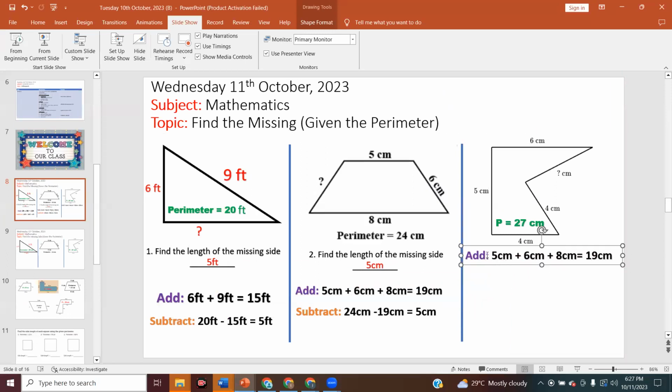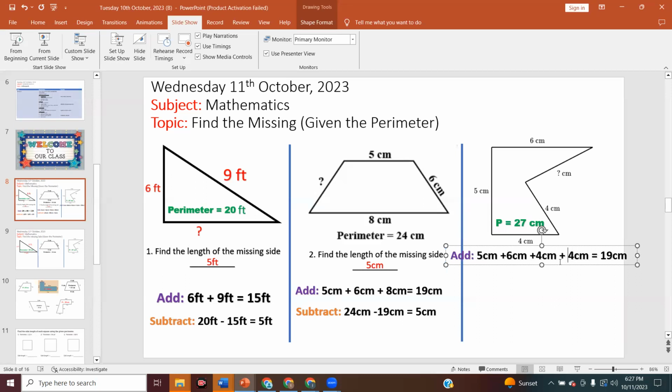So let's go and do that. The first thing we're going to do is add. So we have 5 centimeters. We add this side, and we have 6 centimeters, plus 4 centimeters, plus 4 centimeters. Now, when we add them all together, what do you get? 19 centimeters. Let's see: 5 plus 6 plus 4 plus 4 is 19 centimeters indeed. Make sure you put your units.